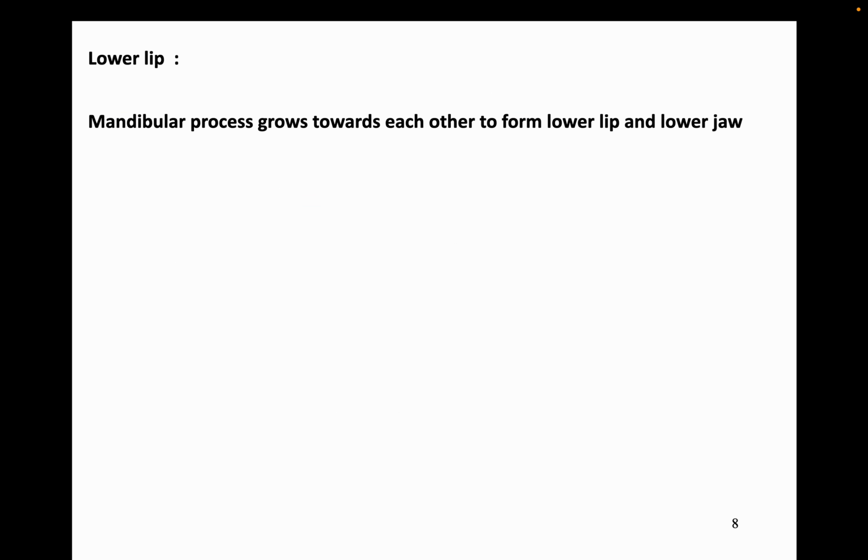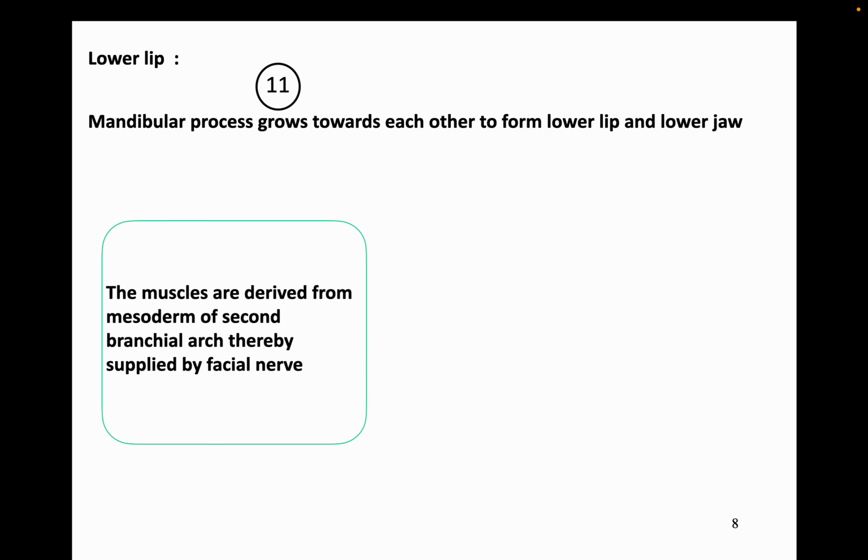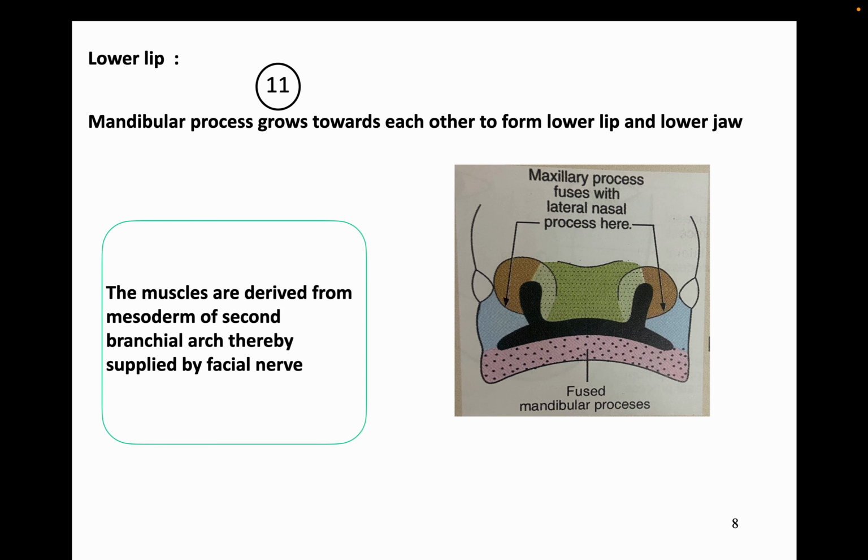For the lower lip, the mandibular processes grow towards each other to form the lower lip and lower jaw. The muscles are derived from the mesoderm of the second branchial arch, thereby supplied by the facial nerve. You can see, this is the picture showing it. If the fusion is not complete, suppose between the maxillary and mandibular processes, which later on are going to form the cheeks, that may lead to macrostomia. You can see this large stomatodeum.